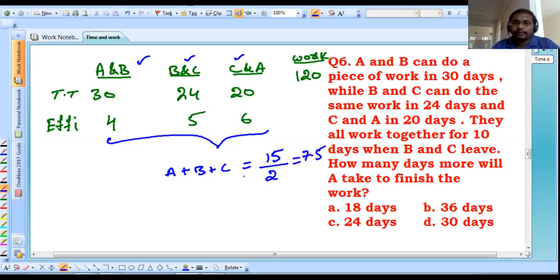That is 7.5. Out of 120 units, A, B, C, they worked for 10 days. Every day work is 7.5. 10 days work is equals to 75. Remaining is what? 45 units.